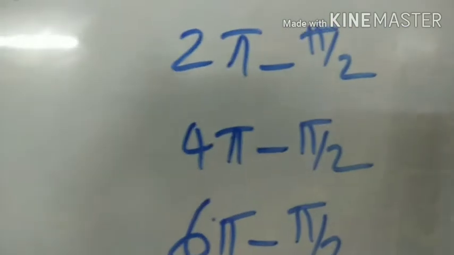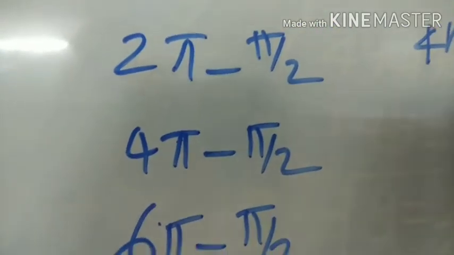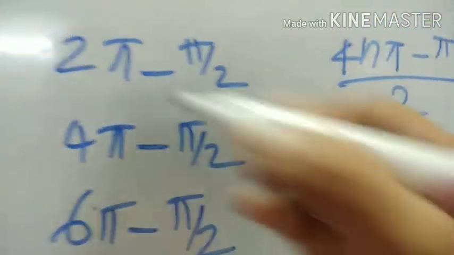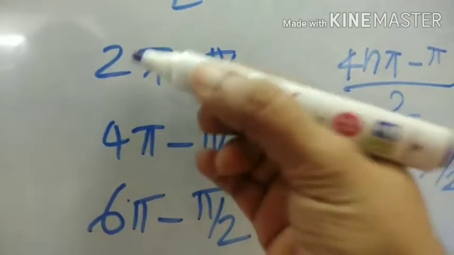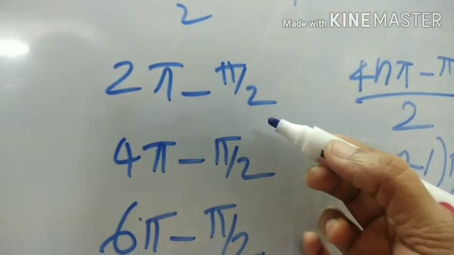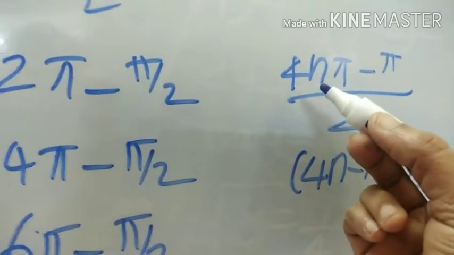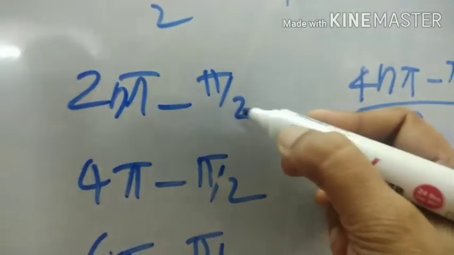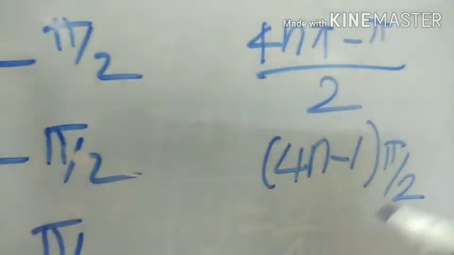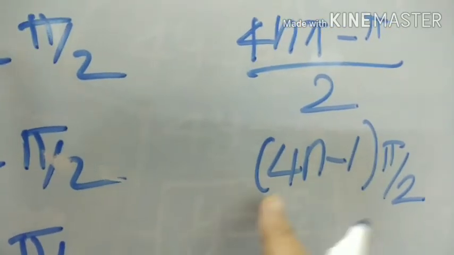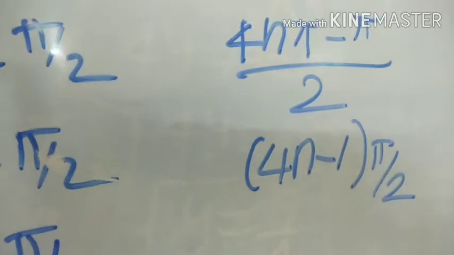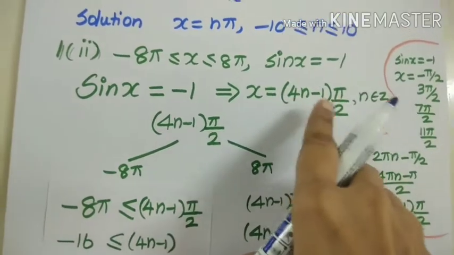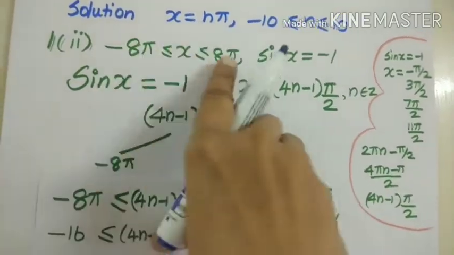In general, how many times I don't know, so let me say 4n pi minus pi by 2, or this I can write as 4n minus 1 pi by 2. So instead of checking this way, every time I go one 2 pi round and minus pi by 2. How many times I don't know, let me call that n. So 2 pi n minus pi by 2. Now if I cross multiply, I get this answer. So whenever sin x is minus 1, I get 4n minus 1 pi by 2. This is my answer, which I have to compare with the given condition.